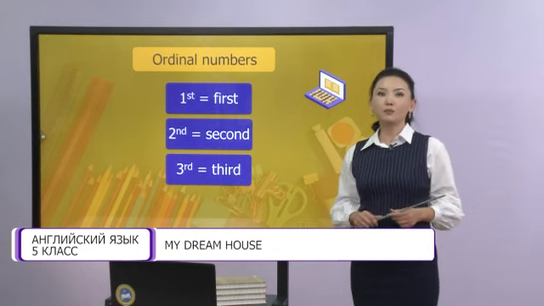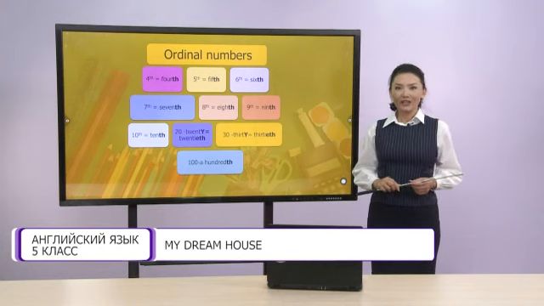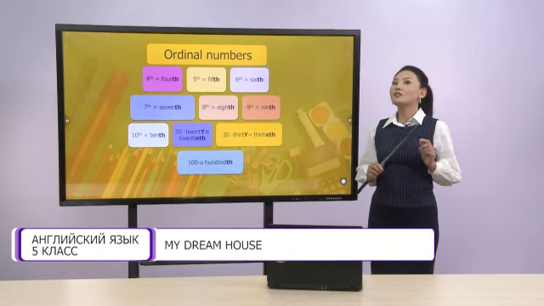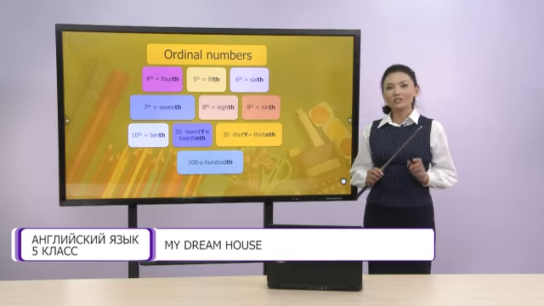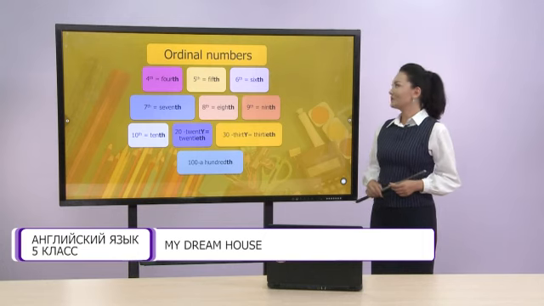So, for example, number one, first, number two, second, number three, third. If you want to say the order of these numbers, please use this rule. Okay, now we will revise the ordinal numbers together. Please look at the picture.